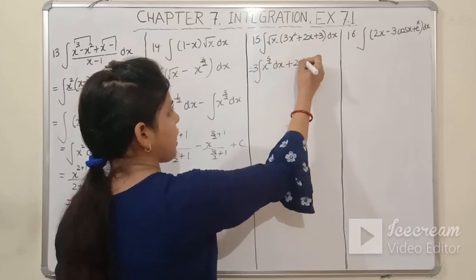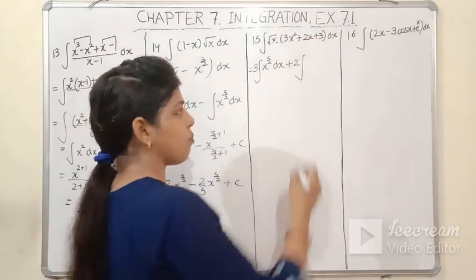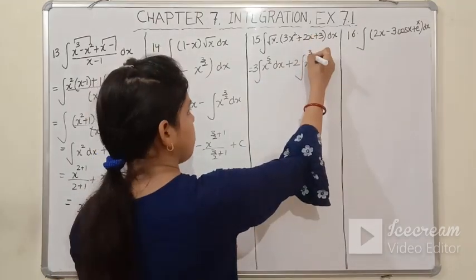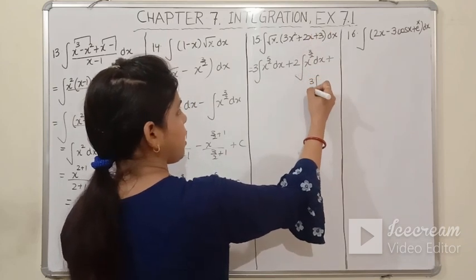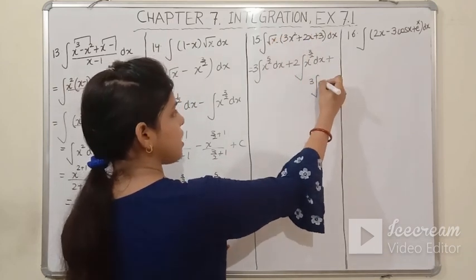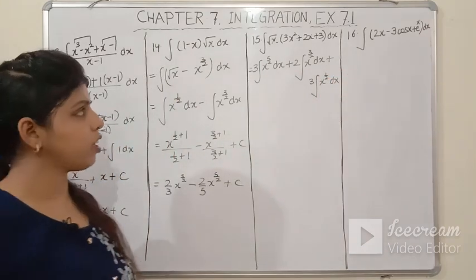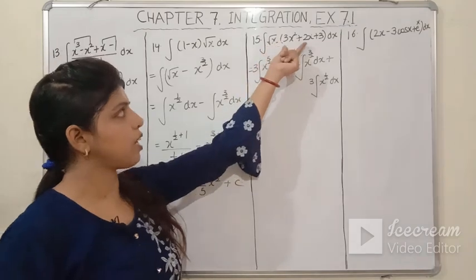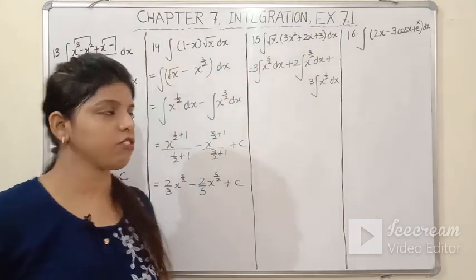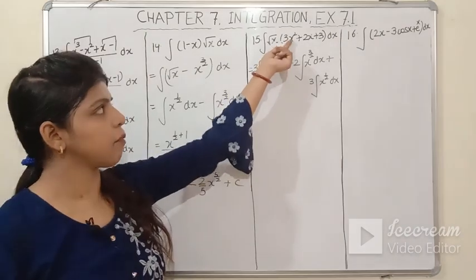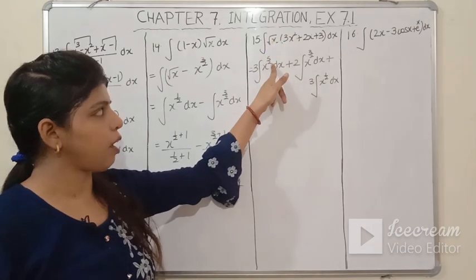Plus 2 can be taken outside, 1 by 2 plus 1 is going to become 3 by 2. Plus 3 is a constant, so it can be taken outside, and square root x can be written as x raised to power 1 by 2 dx. So simply in the first step, what I have done is multiply this square root x by the entire bracket, and applying the rules of exponents and powers, which say that if the base is the same, then the powers will be added. So the power is 2 plus 1 by 2, which becomes 5 by 2.